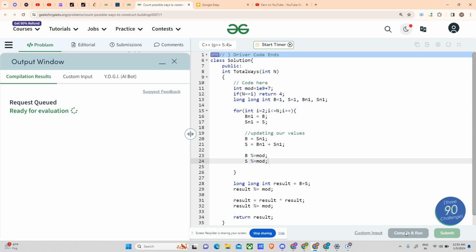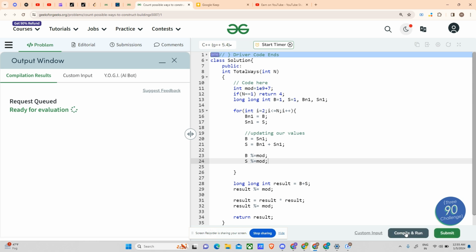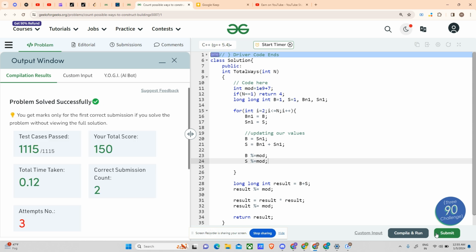Okay, let's try to compile and run it. Hope it works. Taking a lot of time. Working fine for the compile and run case. Let's try it for submit also. It worked fine.